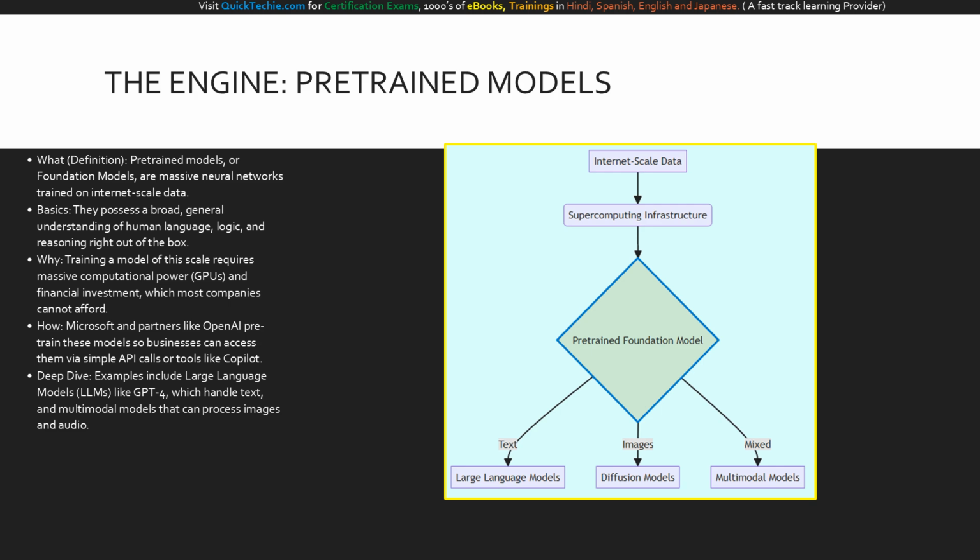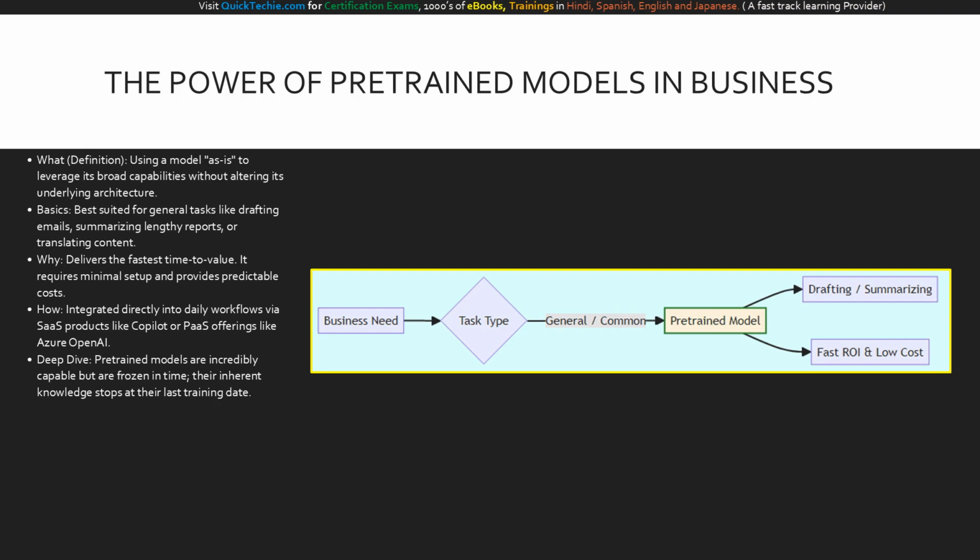Depending on how it was architected during that training phase, it branches out into specific capabilities. It can become a large language model for text generation, a diffusion model for creating images, or a multimodal model that seamlessly blends text, audio, and visual processing. The beauty of this structure is that the hardest, most expensive work is already done before you even type your first prompt.